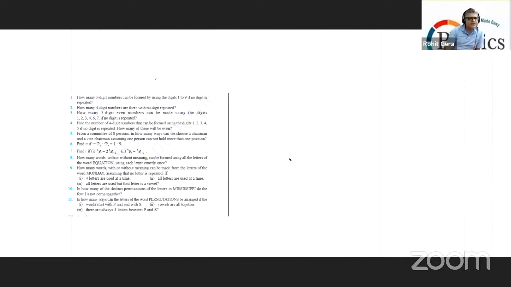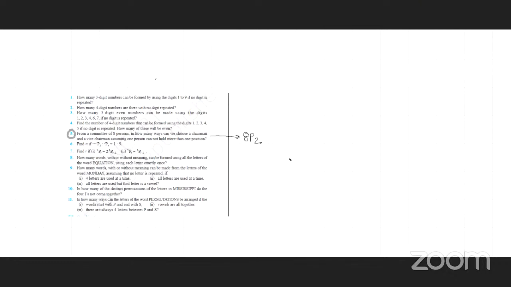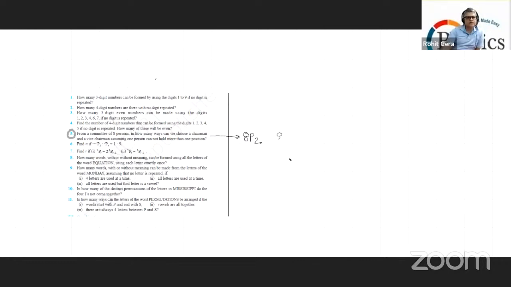This is the same as the solved question, chairman and vice chairman. So there are 8 positions, 2 selections: 8P2, which is 8 factorial upon 6 factorial.